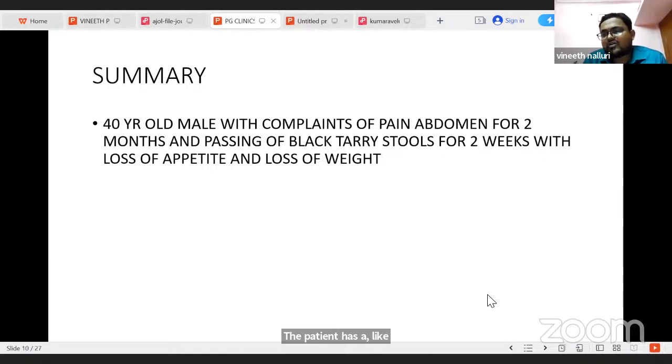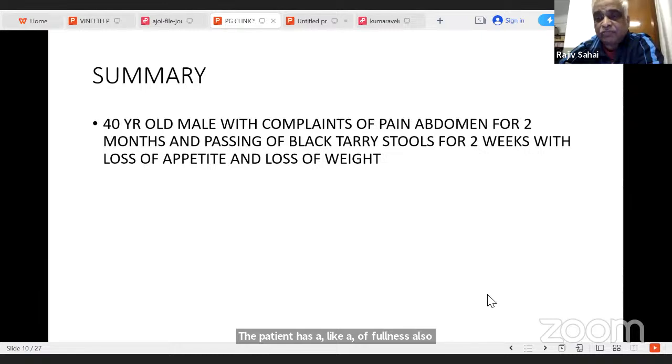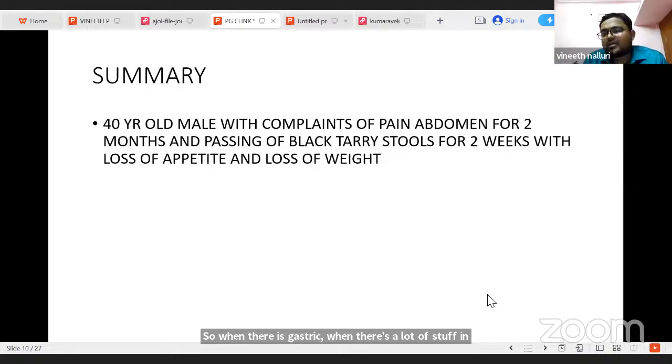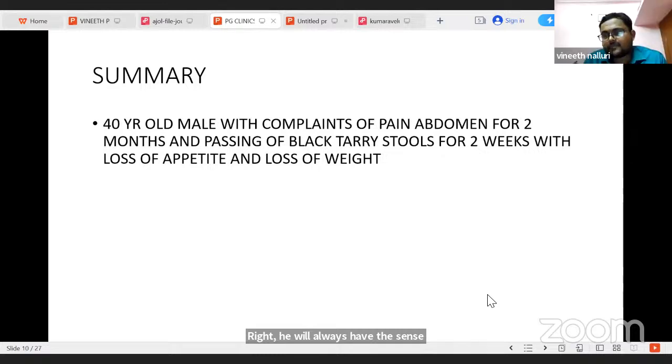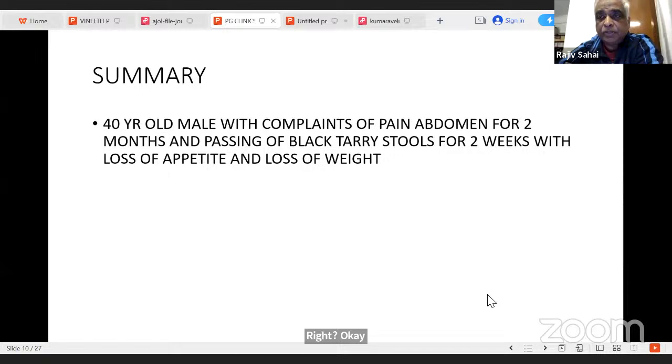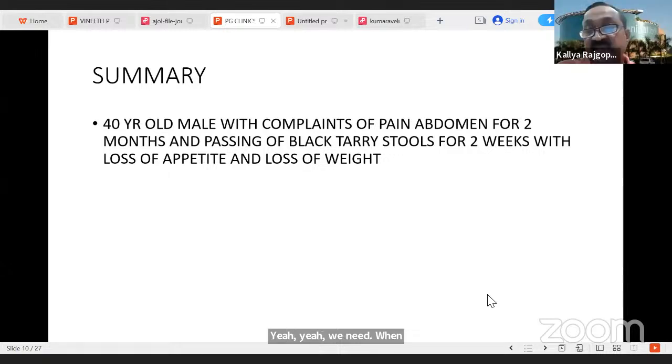Complaints of fullness along with pain. So when there is gastric dilatation, when there is a lot of stuff in the stomach which has not been emptied, he will always have the sensation of fullness. He would like to empty it out, right? Yes, sir. Okay, so now what do you think? That fullness is a very important point. You cannot ignore that in the presentation.